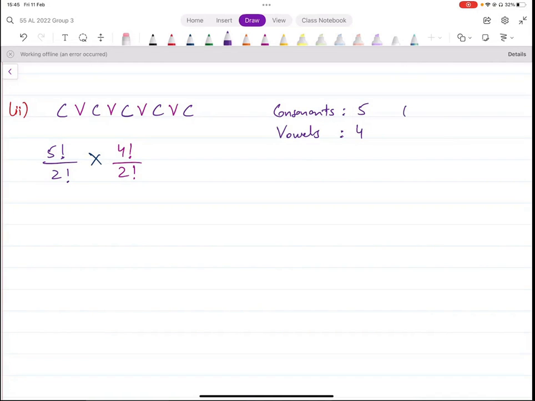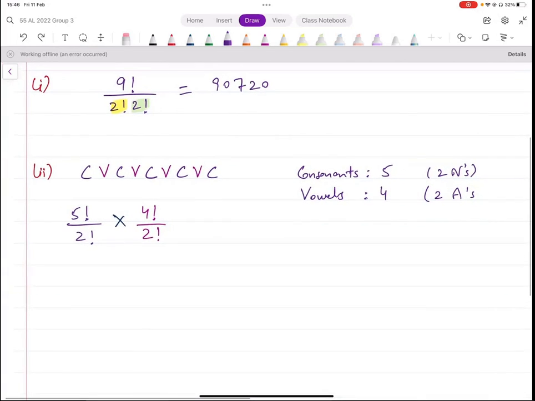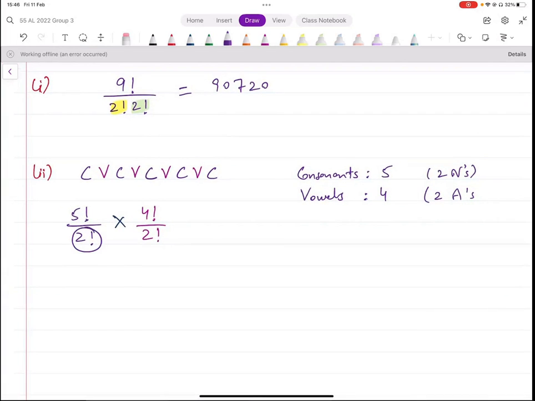Any problems with this? Sir, 2 factorial is there because of just one repetition. Yes, 2 factorial once. So this 2 factorial is because of one repetition, and this 2 factorial is because of the repetition of n. All right. Okay?